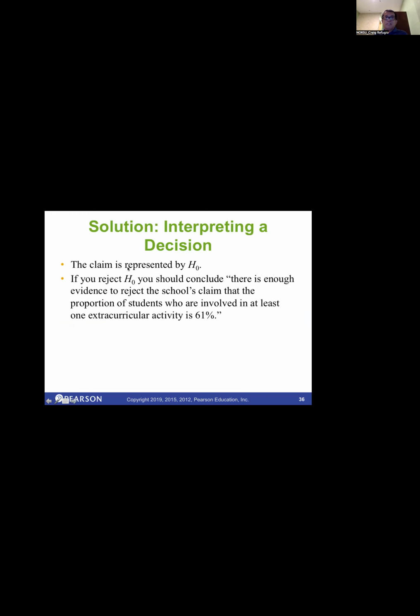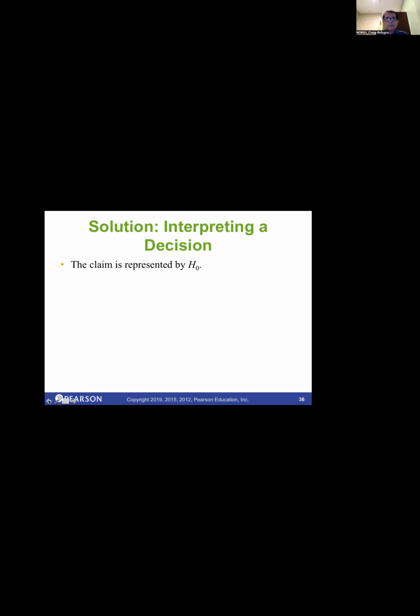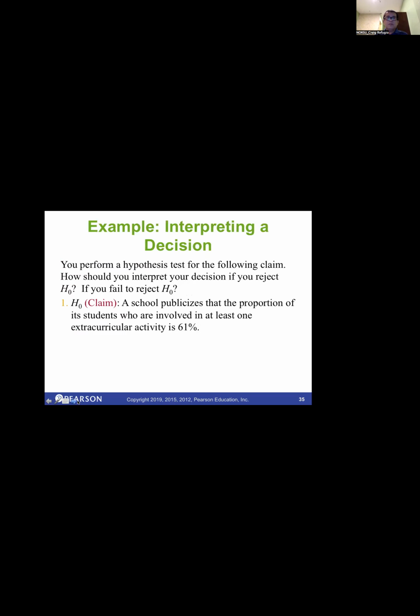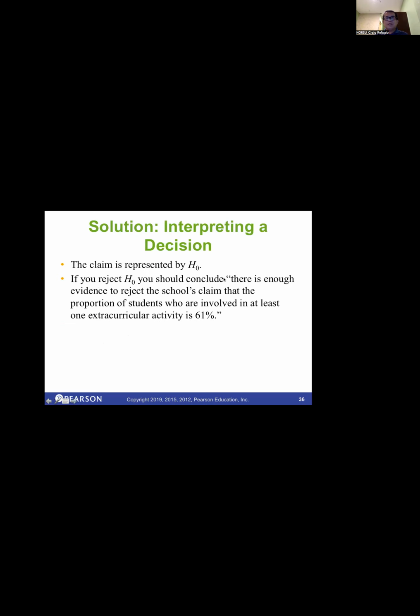And then if you reject H0, the claim is H0. So you are going to mention this one. Look at this template. The claim is H0, you reject H0. The template is there is enough evidence to reject the claim. So we have stated here, there is enough evidence to reject. Where did we get this one? From the template under reject H0 and the claim is H0.